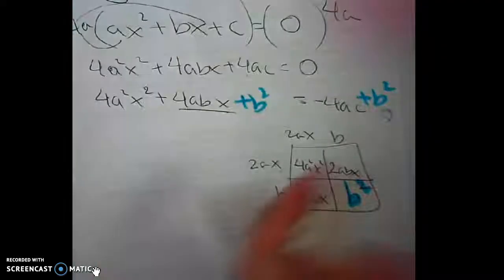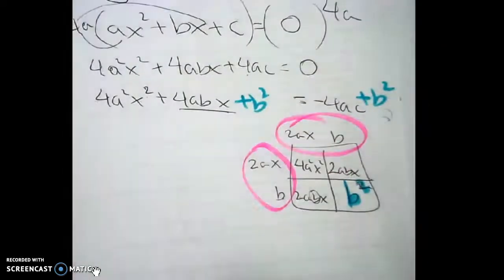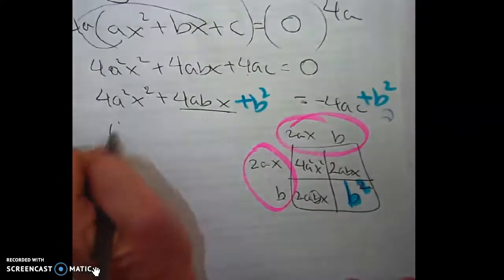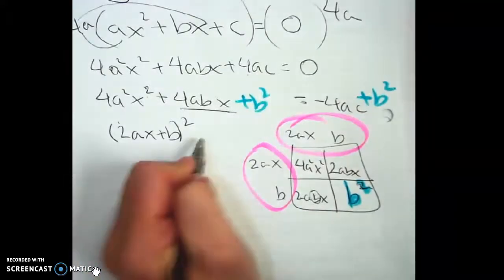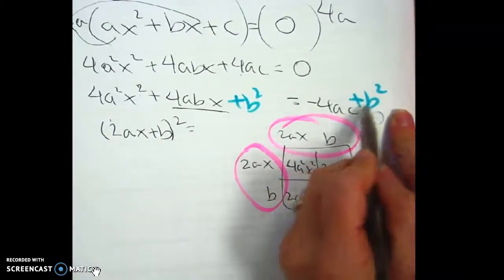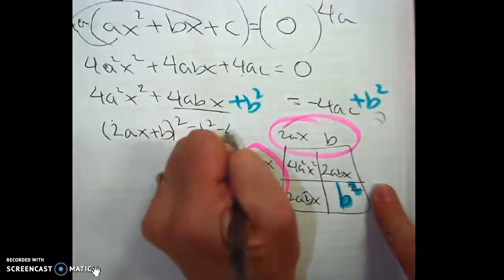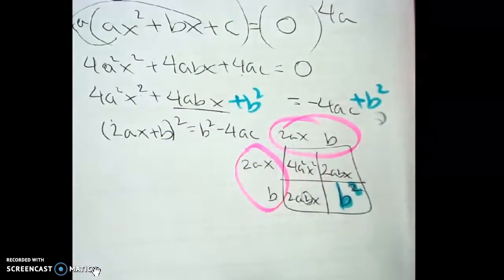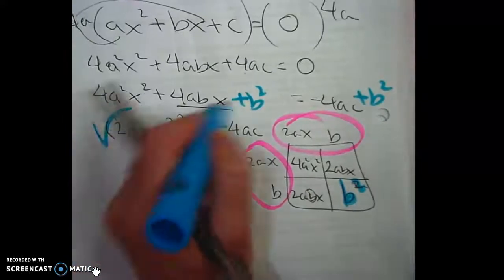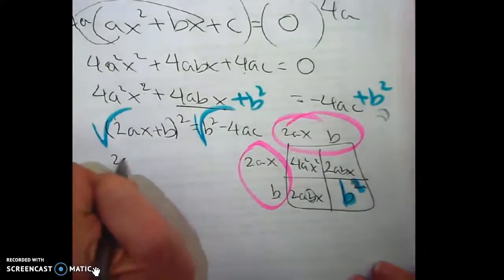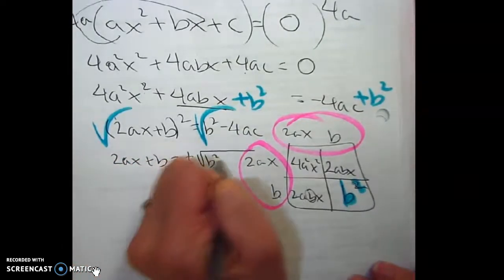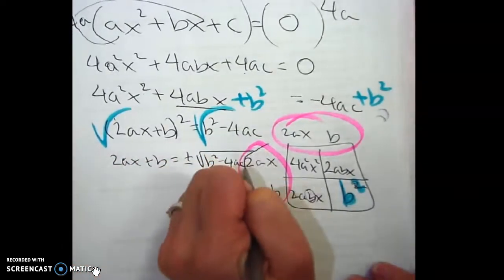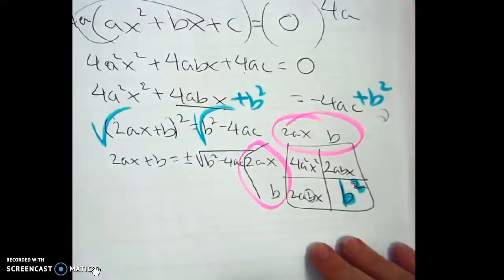Now remember, what goes here is what's on the outside. So it's going to be 2ax plus b squared equals, instead of writing negative 4ac plus b squared, I'm going to write b squared minus 4ac. What do you do anytime you have a square? Square root. 2ax plus b equals plus or minus the square root of b squared minus 4ac.